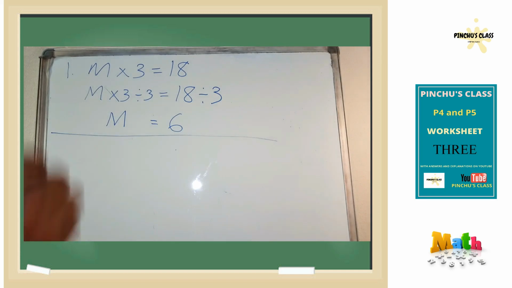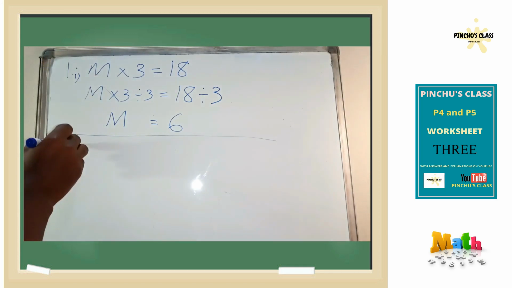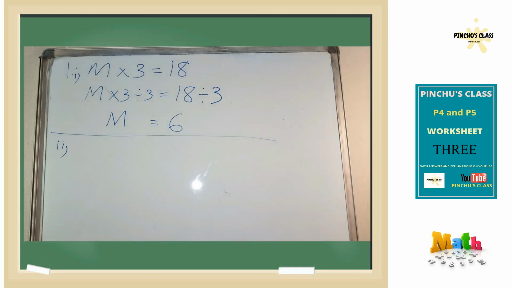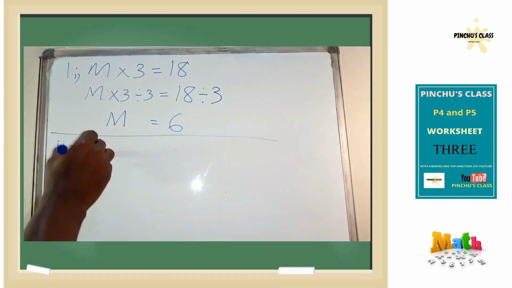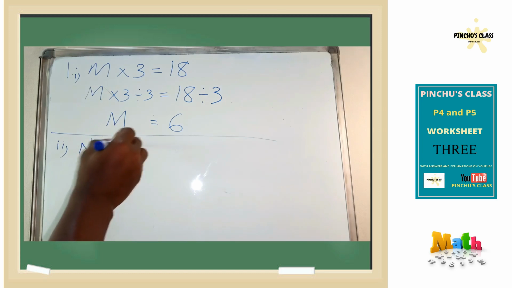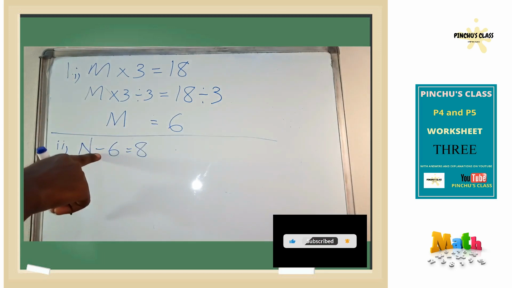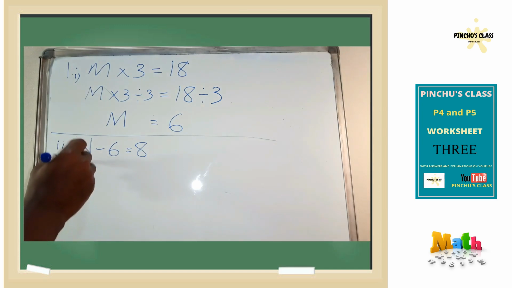Let's go to number 1 Roman numeral 2. N minus 6 gives us 8. So still we are going to use the sign here. So it's going to be N.